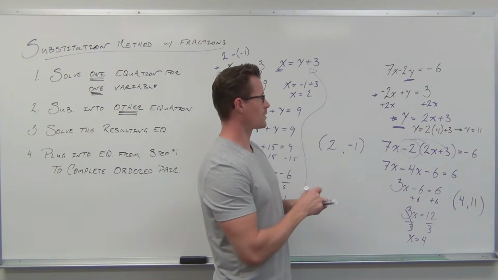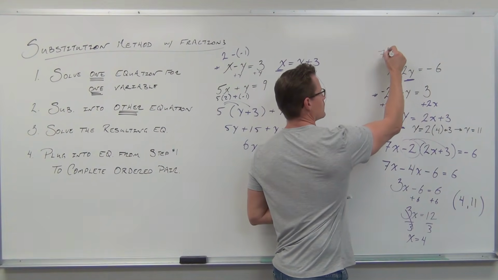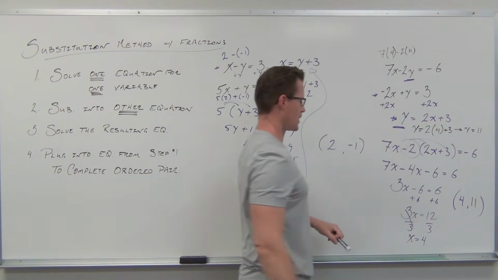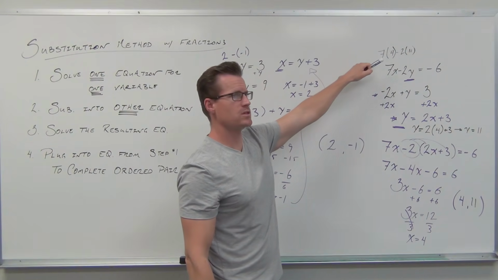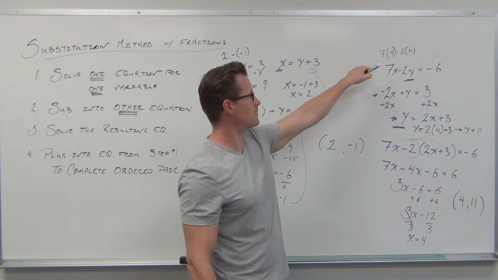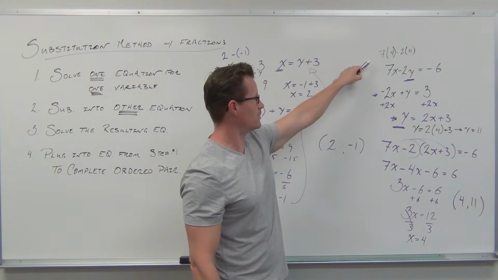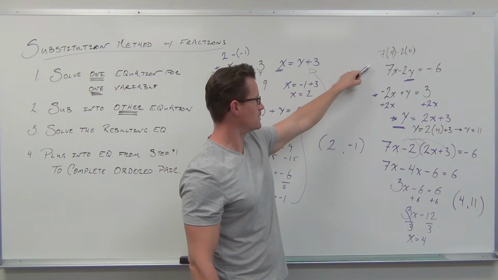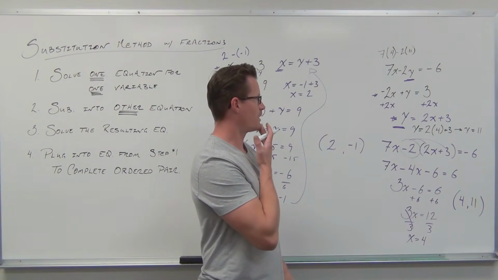So if x is 4, let's try that. That's 28 minus 22. Let's see, 28 minus 22, that's 6. Whoa, that's a problem. Did we make a mistake? That would be good if we did. Oh, so we have an issue. So let's find out where we went wrong.